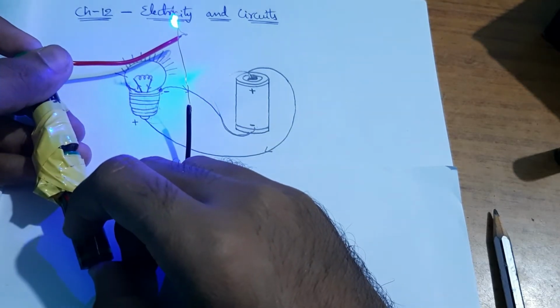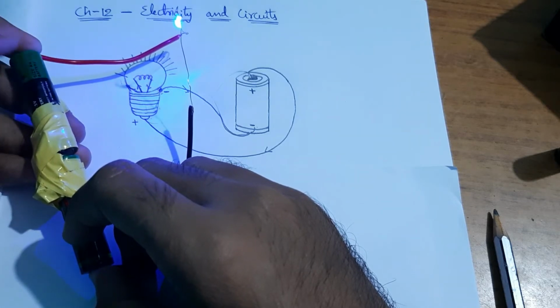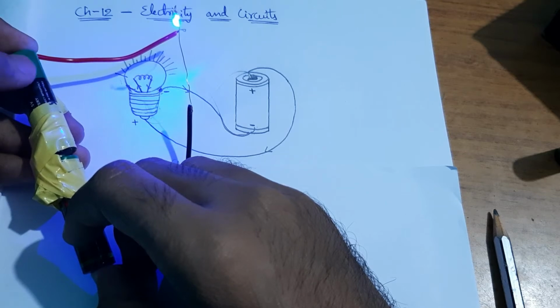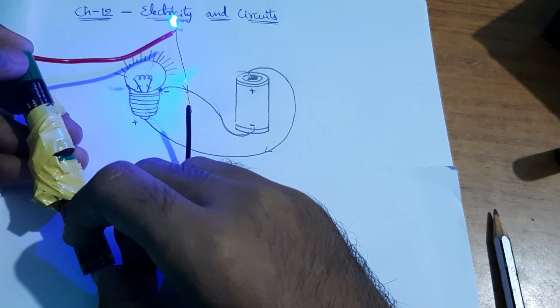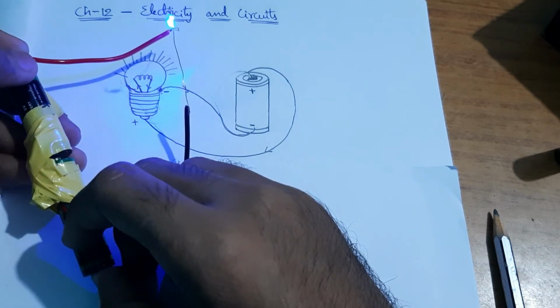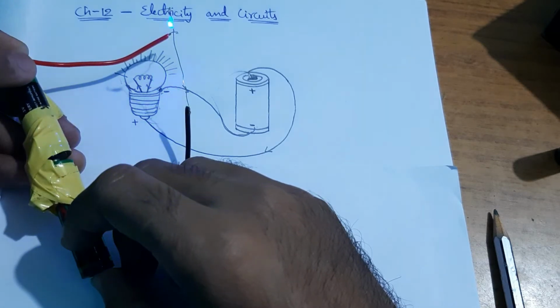So this is how the light is glowing because of the cells. The cells inside contain chemicals which produce electricity, and this electricity is helpful in glowing the bulb or any electrical devices, TV remote or anything which uses electricity.